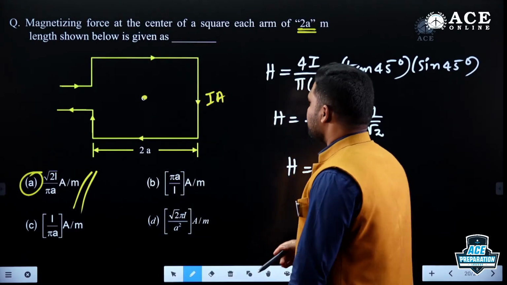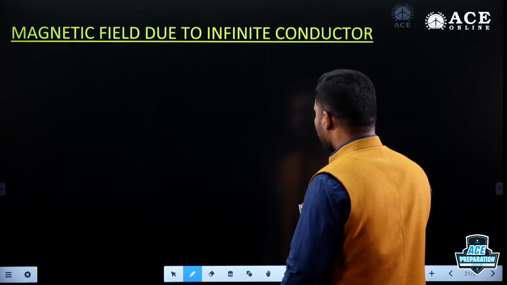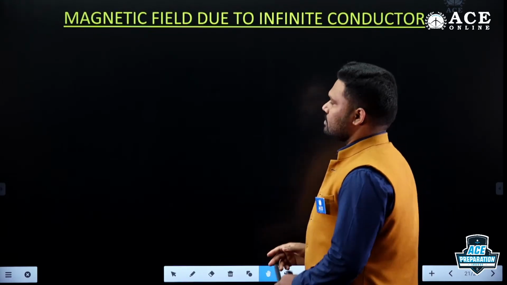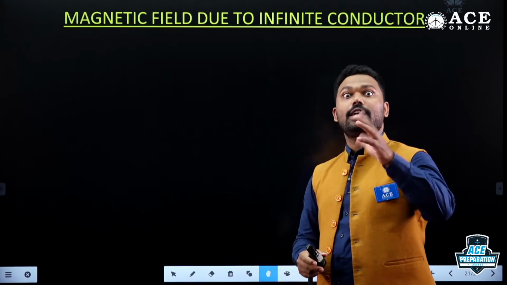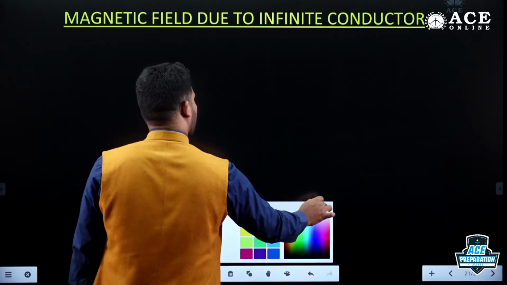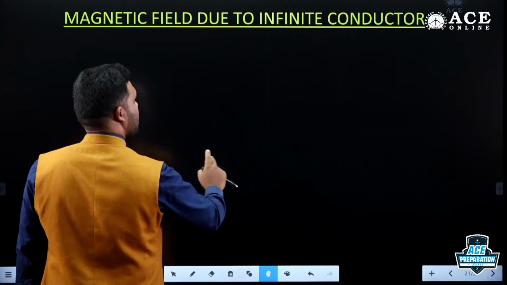Okay, fine. Let us proceed further. That is the magnetic field due to the finite length conductor. We'll take one more thing: magnetic field due to the infinite length conductor. You can obtain it from the finite length conductor. So infinite length conductor means what? Like this.